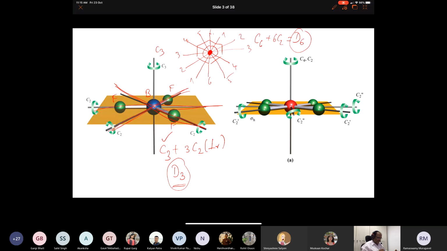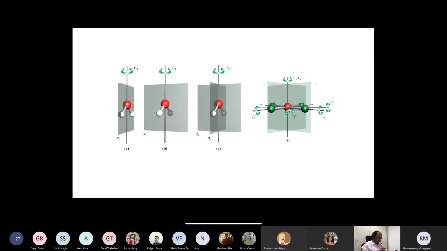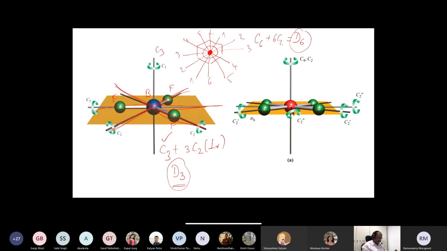And here is an example: PtCl4 2-, with four chlorines. It's a planar molecule. You have a C4 axis running perpendicular to the molecular plane, and C2s bisecting the bonds, so you have a C4 plus four C2s. Again, it will be D4.